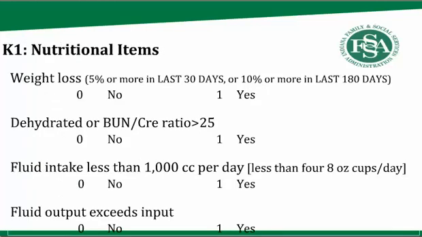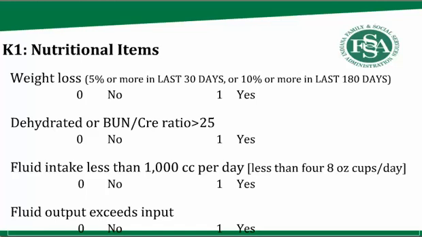Next one looks at nutritional items, and this is actually K2. We forgot to change this. It's K2 instead of K1. And for this, it's looking at weight loss and fluid intake, those types of things. A marked unintended decline in weight can indicate failure to thrive, and it's a sign of potentially serious medical problems or poor nutritional intake due to physical, cognitive, or social factors. So it's a very important item to capture here.